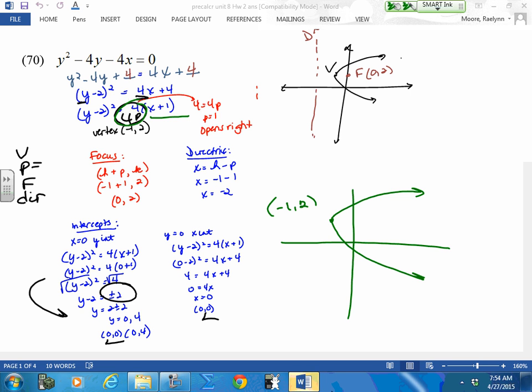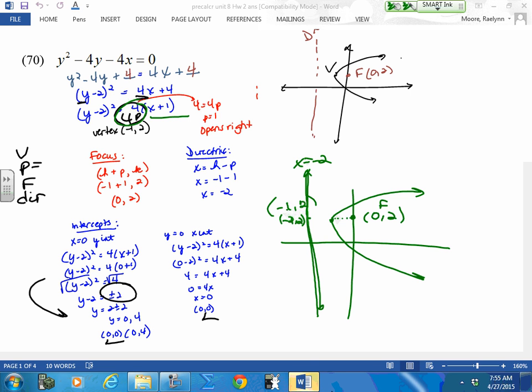Now, focus is inside. Slide this over 1. So if I slide it over 1, this becomes 0, 2. This is my focus. My directrix says slide back 1. It's a line. So since you moved your x, it's going to be an x equal. And whatever this is, add 1 to that. Move it over 1. X is -2. If it helps you, Brian, make the point like this first. -2, 2, and then put a line through it, and then make the x equal line.